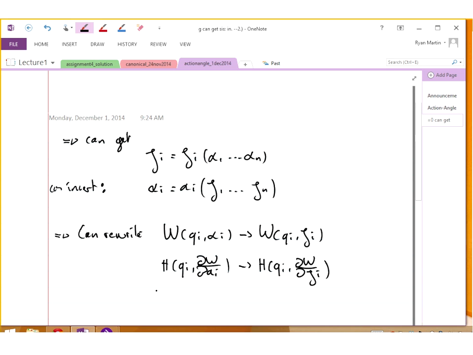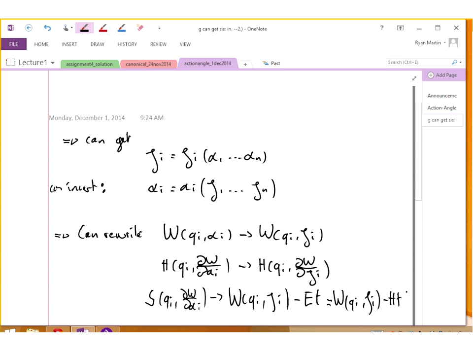And as well, Hamilton's principal function, S of q_i and alpha_i, we can rewrite as the W of the q_i and J_i minus E times t, which is also equal to the W of the q_i and J_i minus H times t, since the energy is equal to the Hamiltonian.